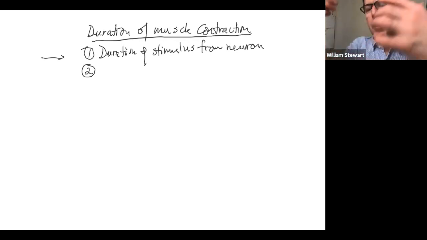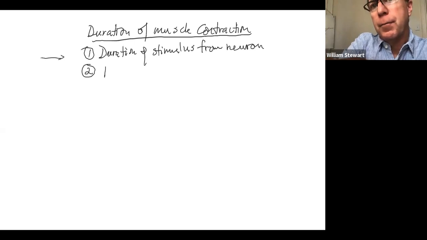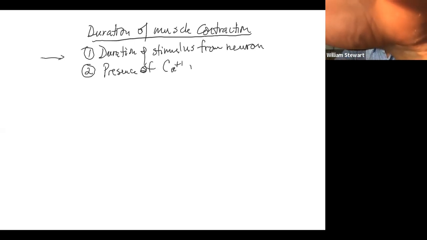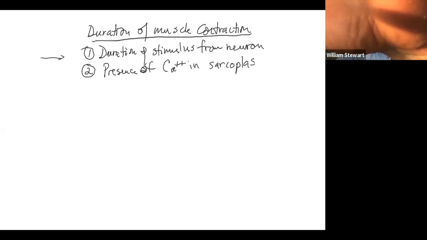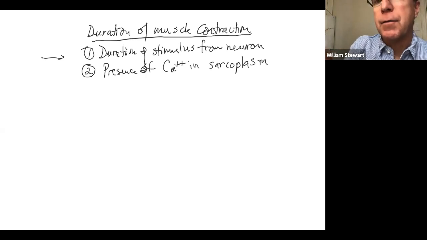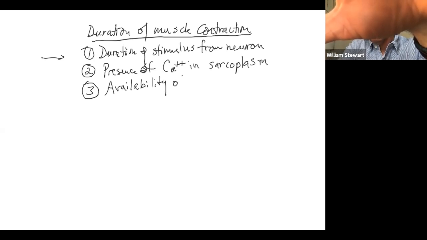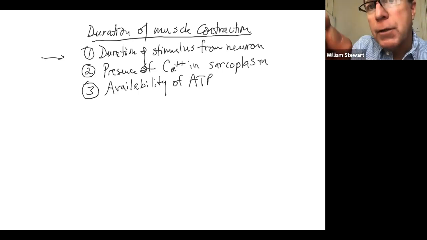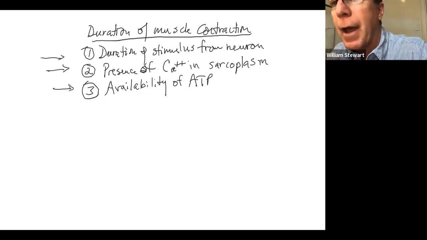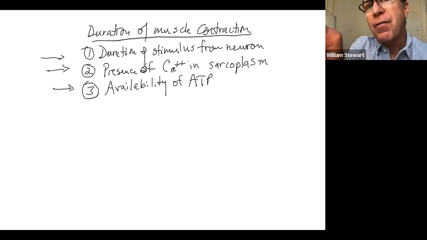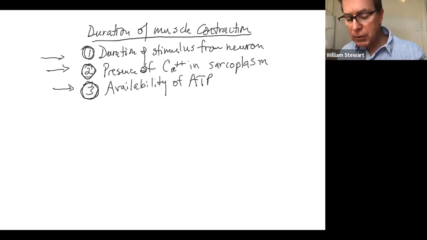Factor number 2 is the presence of free calcium in the sarcoplasm of the muscle cell. Presence of calcium ions, I'm just going to say in the sarcoplasm. So we need that calcium in order to bind to troponin to lift tropomyosin off of the active sites of actin. And finally, number 3, the availability of ATP. So without all of these 3 ingredients, a skeletal muscle cell will not contract. And once it's contracted, if any of these ingredients ceases to be available or to exist, the muscle will relax and it can't continue its contraction.